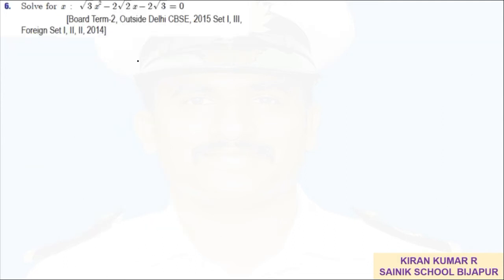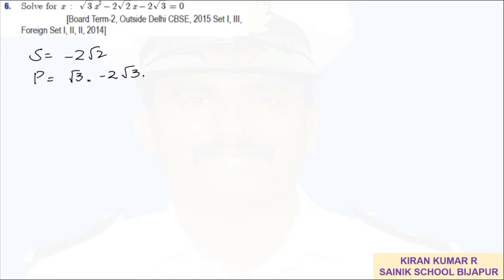Question 6. Solve for x. Root 3 times x square minus 2 root 2 times x minus 2 root 3 equal to 0. Here, observe the sum and the product. Here, the sum is minus 2 root 2 and the product is root 3 multiplied by minus 2 root 2.